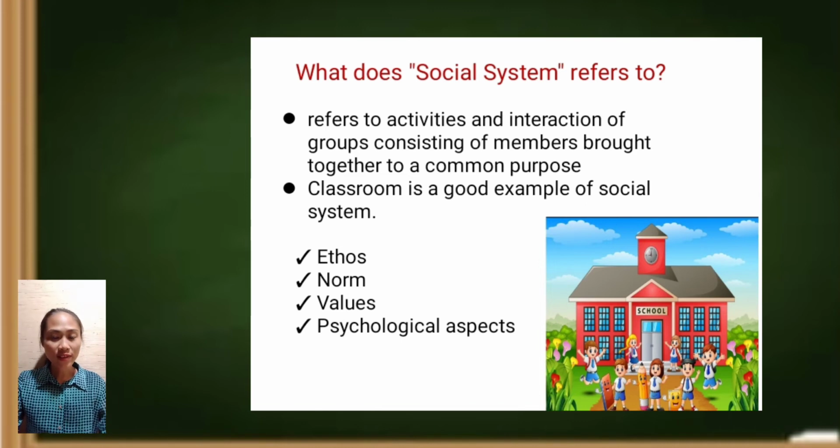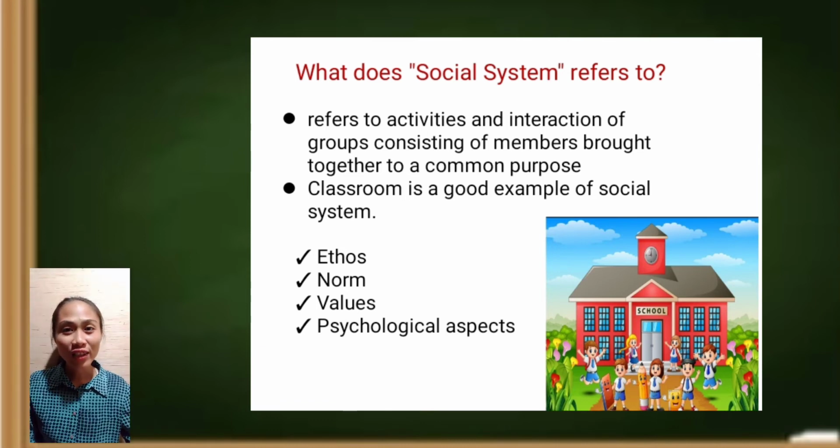Norm. What is norm in social system? Norm, also called social norm. Social norms are the unwritten rules of beliefs, attitudes, and behaviors that are considered acceptable in a particular social group or culture. Values. What is values in social system? Social values are a set of moral principles defined by society dynamics, institutions, traditions, and cultural beliefs. Psychological aspects. What is psychological aspects in social system? Social psychology is the study of how individual or group behavior is influenced by the presence and behavior of others.